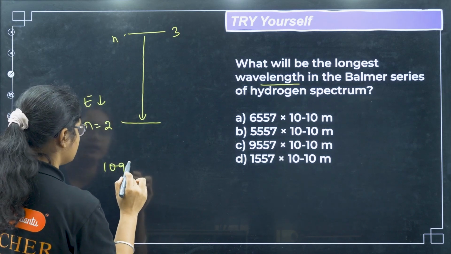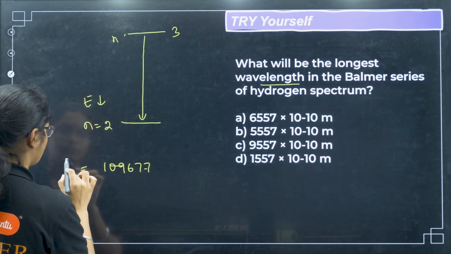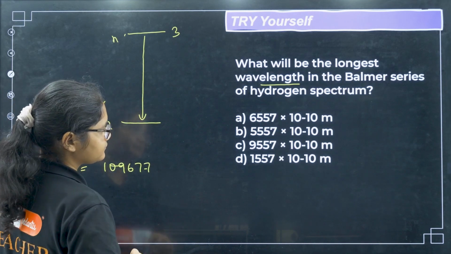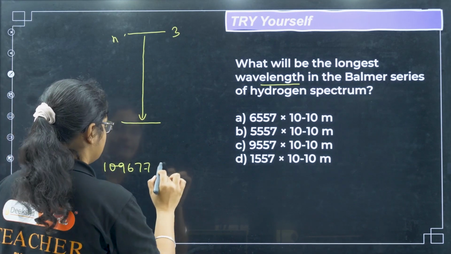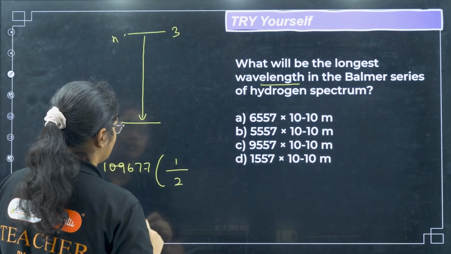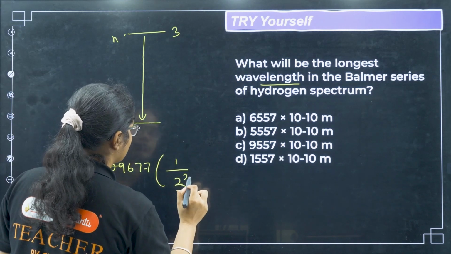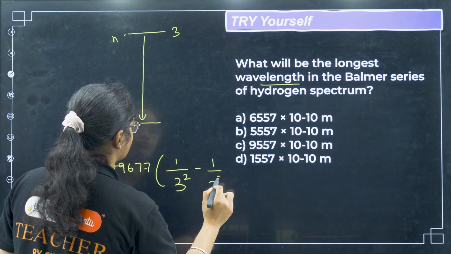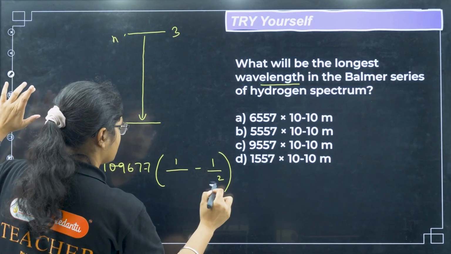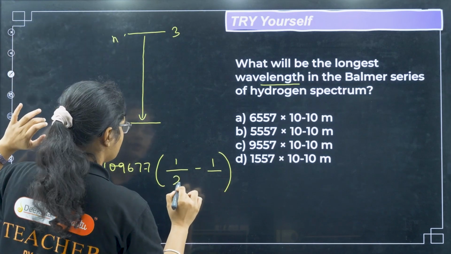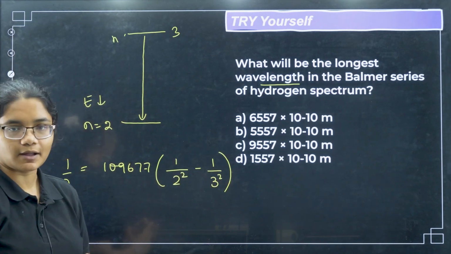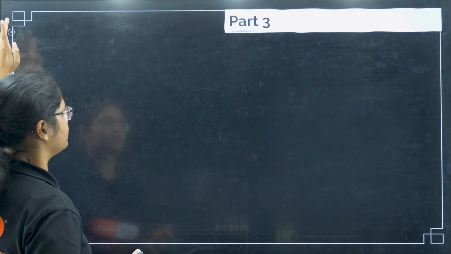So 1 by lambda is equal to 109677, then 1 by n1 square minus 1 by n2 square. Okay, sorry, I just made a mistake here. Yes, 1 by 2 square minus 1 by 3 square. So you can just solve this and put down the answer in the comment section. Let me see how many of you are doing this.